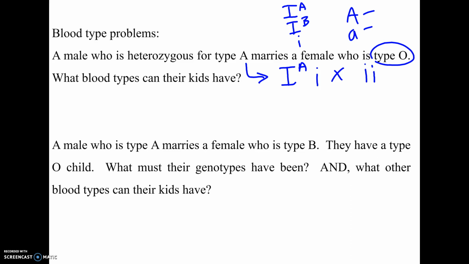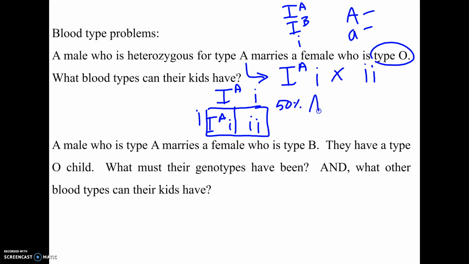Now you do the same cross. Nothing's new. This is really just exactly what we did last week. IA, little i, cross with little i, or you could do four boxes. What blood types can their kids have? That's it. There's a 50% chance of them being type A and a 50% chance of them being type O. So it's just like a regular cross. The way they write it is a little different.